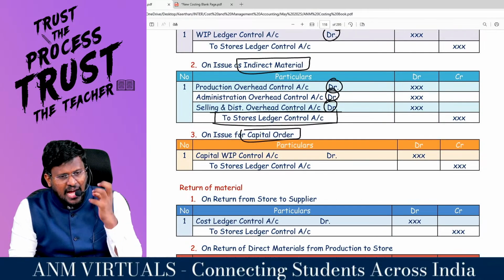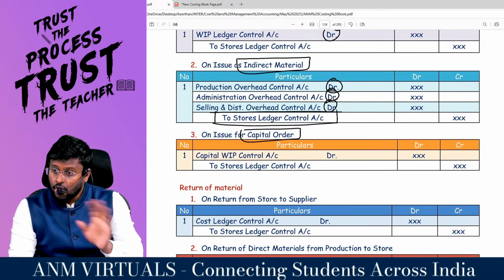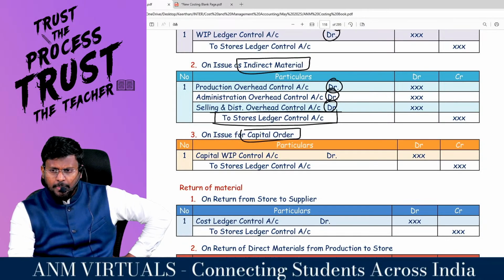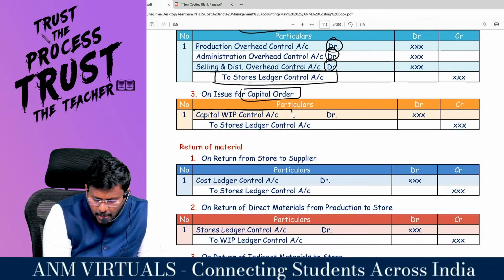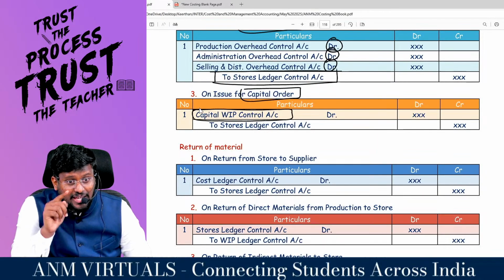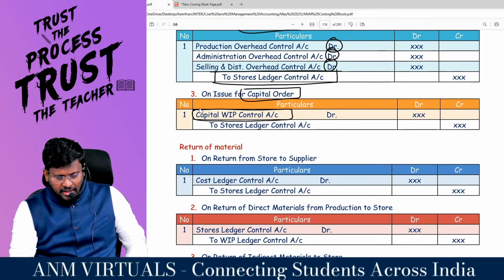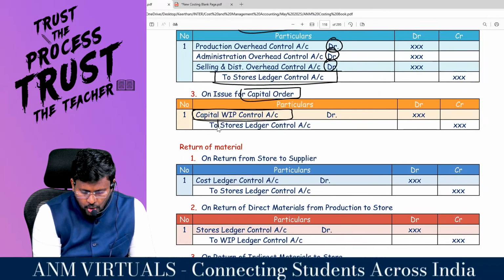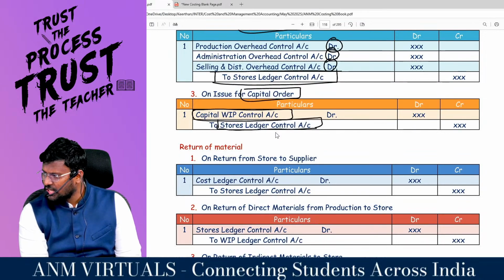Now, from the stores, I am sending bricks, cement, iron rods, not for the purpose of production, but for the purpose of capital construction. Have you completed the capital construction? That's why capital WIP control account. There are two budgeting, capital budgeting and working capital management. Capital budgeting means long term. So, capital WIP control account to stores ledger control account.